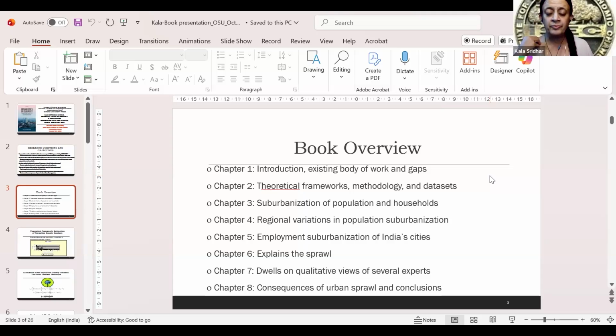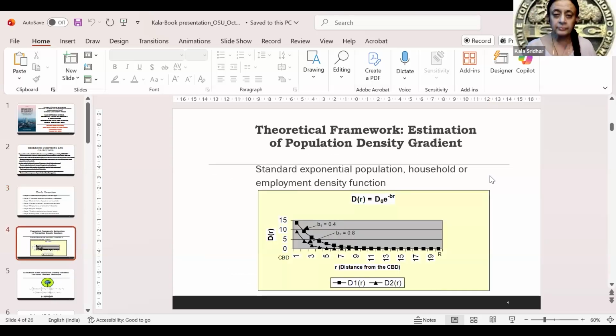Chapter 7 summarizes the qualitative views of experts, academics, realtors, developers, and policymakers on the subject, and tries to corroborate this with the quantitative evidence that I have gathered and analyzed in this book. And finally, chapter 8 focuses in a small way on the consequences of urban sprawl in India's cities.